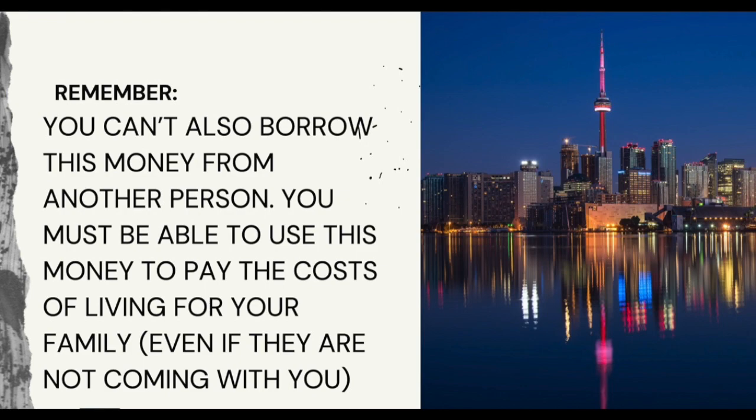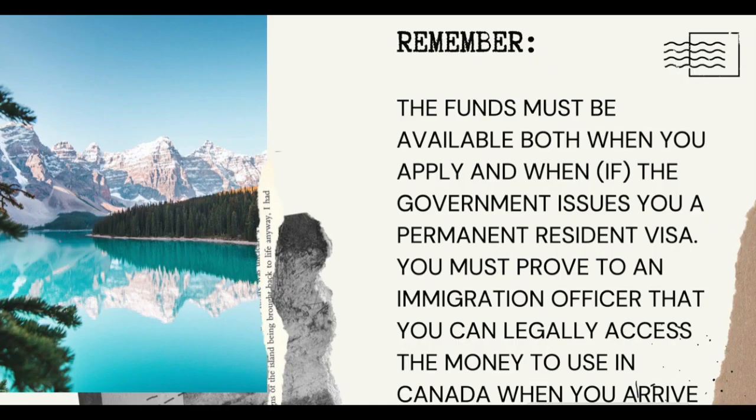If your spouse is coming with you, you can count money you have together in a joint account. You may be able to count money in an account under their name only, but you must prove you have access to the money. The funds must be available both when you apply and if we issue you a permanent resident visa. You must prove to an immigration officer that you can legally access the money to use in Canada when you arrive.